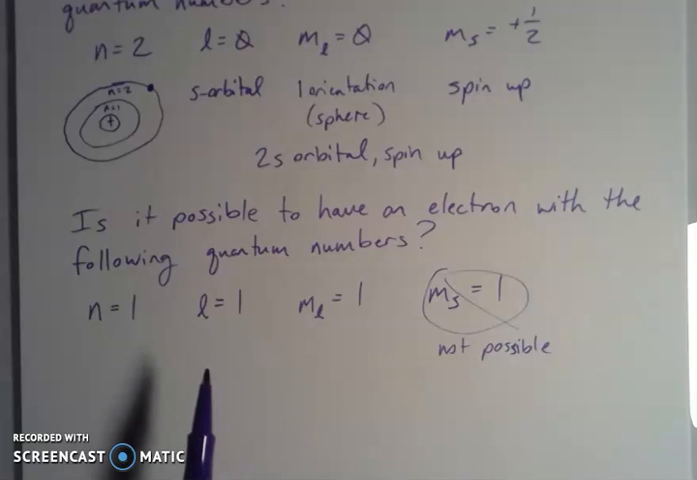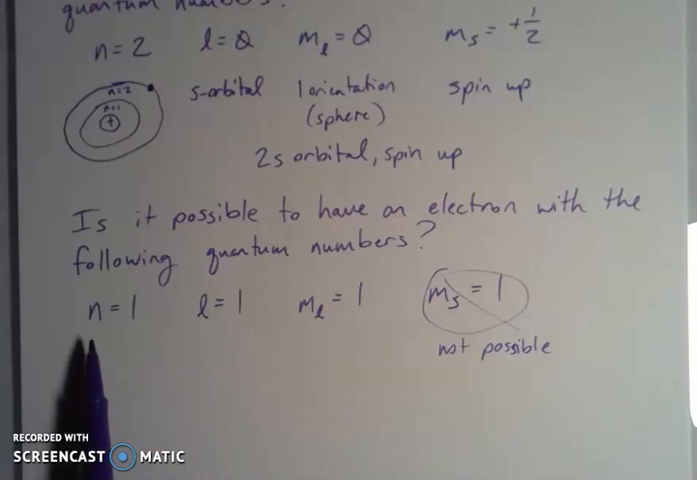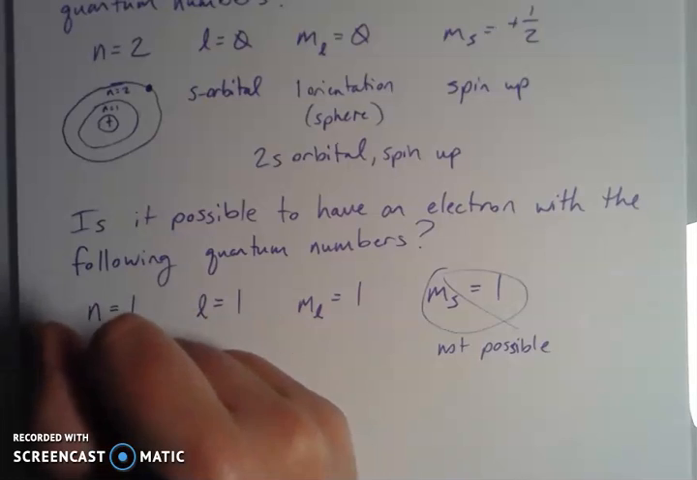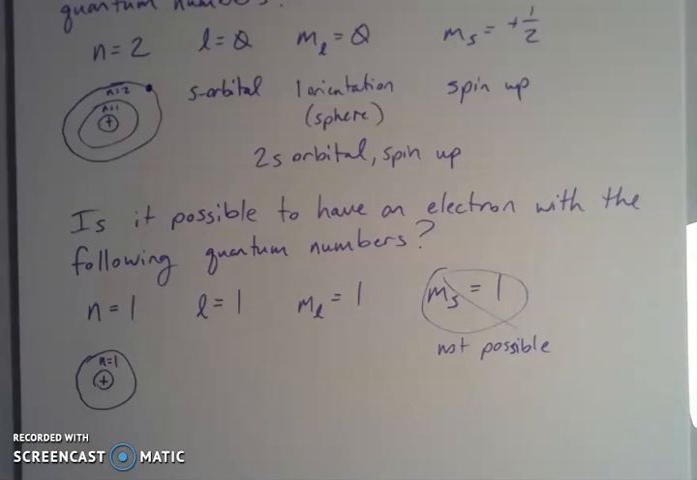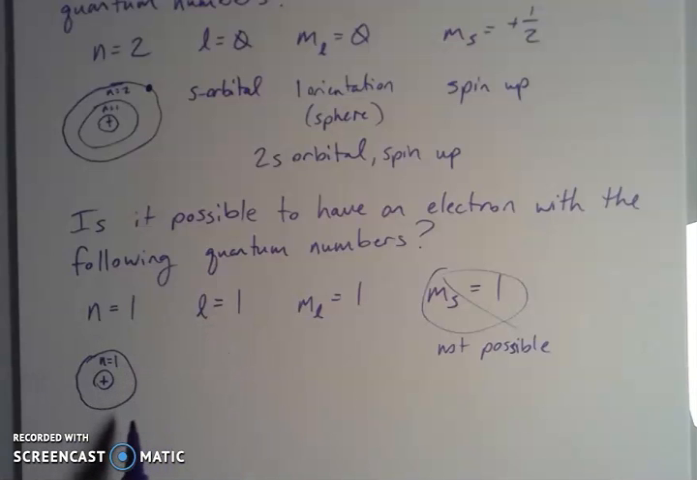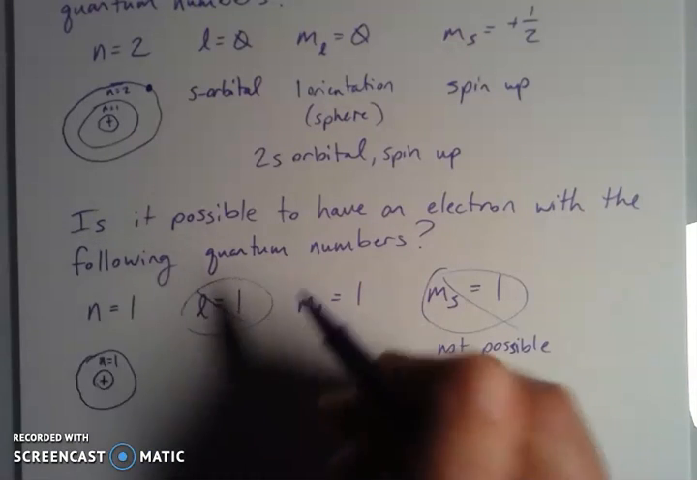The other problem here is my l. If we look at these, n equals 1, and again, if we're picturing the Bohr model of the atom, we're in the first shell. We said that l values can only be from 0 all the way to n minus 1. If n is 1, n minus 1 is 0, so I can only have l equal to 0. I can only have an s orbital if I'm in the first shell. And this is saying that there are p orbitals there. There are no p orbitals in the first shell. So this is not possible either.